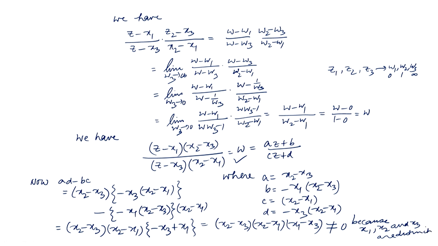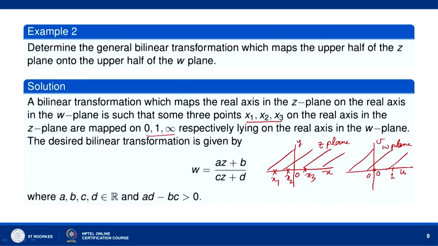They are distinct. And moreover, we notice that x1, x2, x3 are real numbers, so a, b, c, d belong to R, because x1, x2, x3 are real. And ad minus bc is non-zero. So we get the transformation w equal to (az + b)/(cz + d), where a, b, c, d are real numbers and ad minus bc is non-zero.